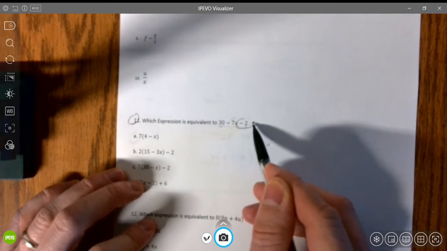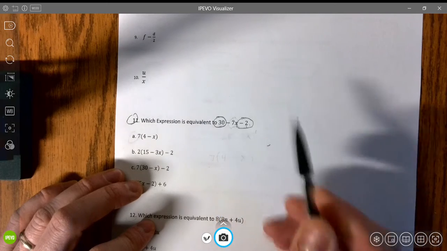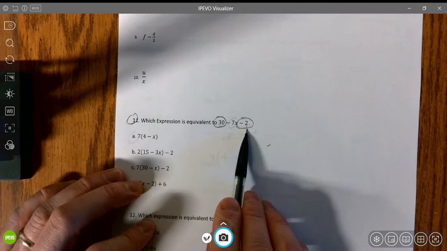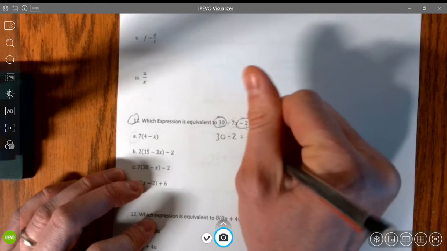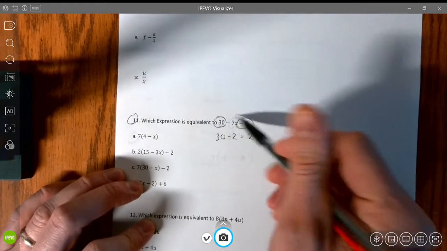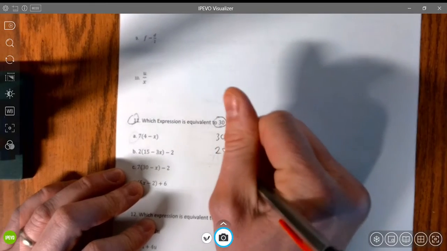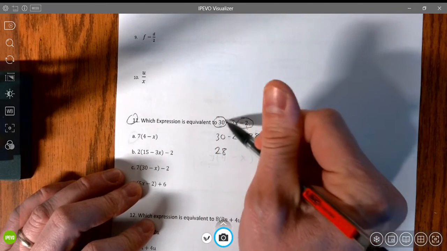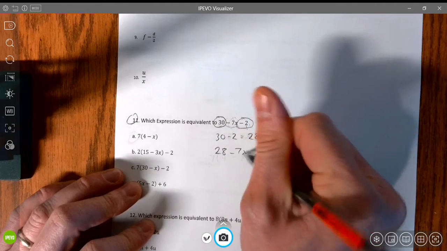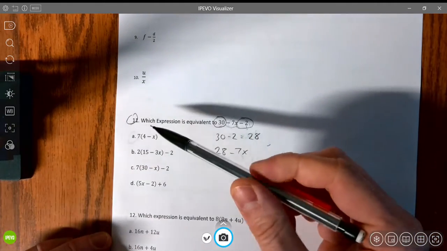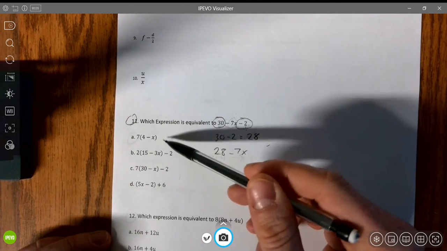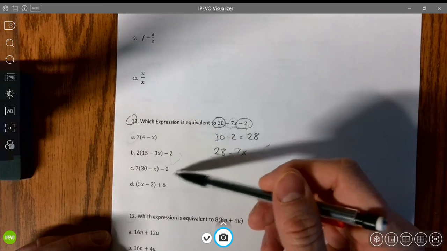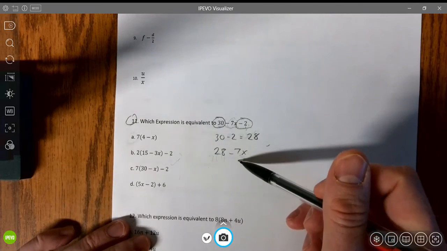However, 30 and negative 2 are like terms. And 30 minus 2 is equal to 28. So if I combine these two terms, I get 28. And then I'm going to just copy this middle term, negative 7x. Now let's take a look at our answers here. Do any of these answers match 28 minus 7x? No, no, no, and no. Okay, that's because we're not done.